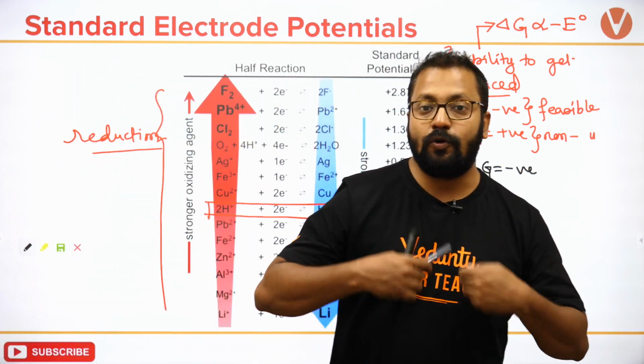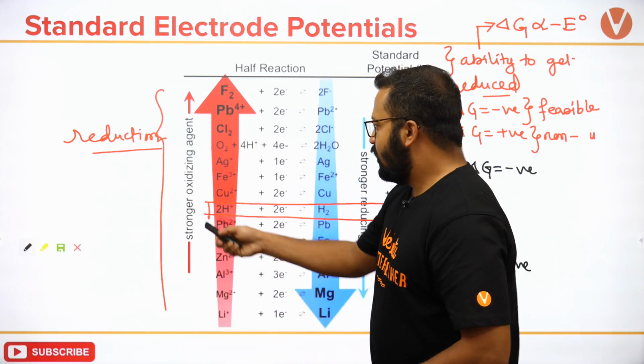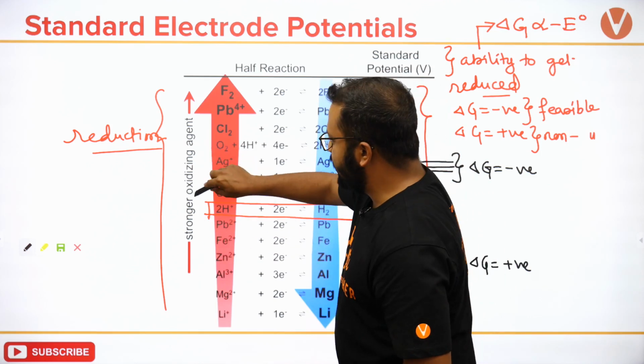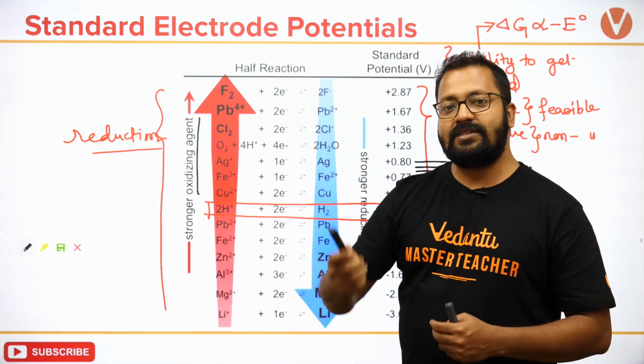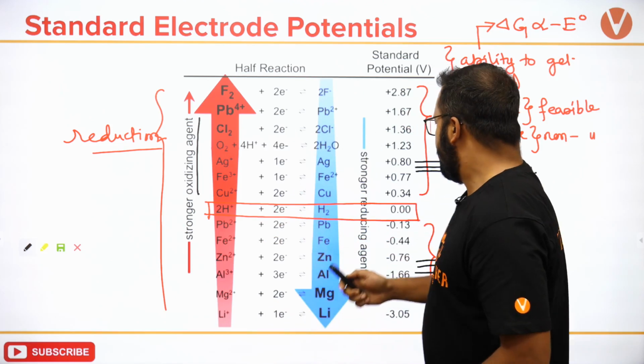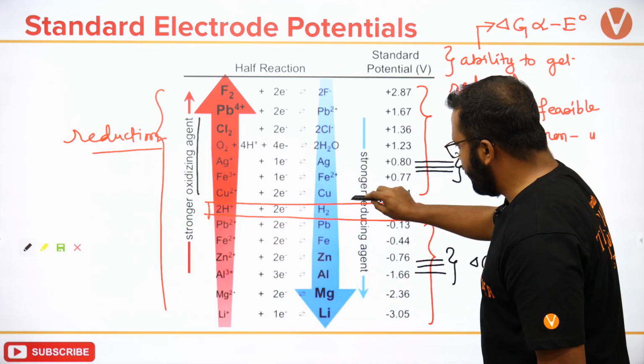Something which undergoes self reduction. What is an oxidizing agent? Oxidizing agent, we discussed earlier. Oxidizing agent undergoes reduction. What is a reducing agent?